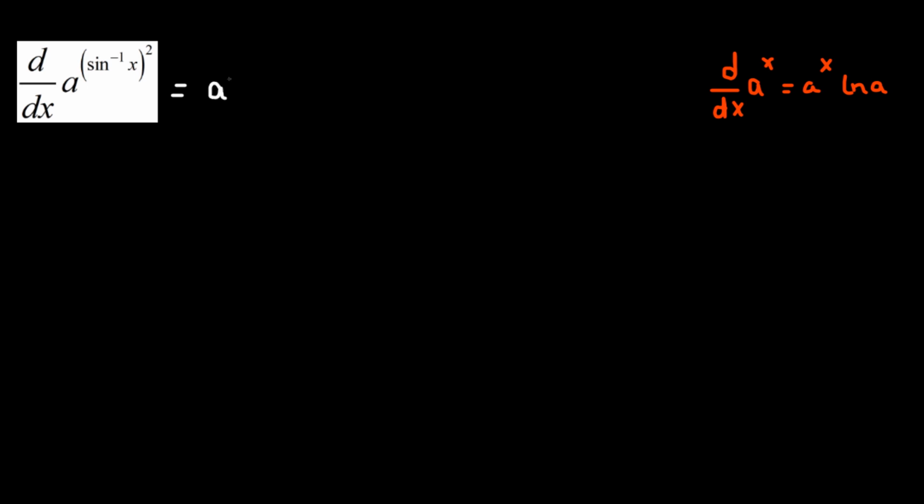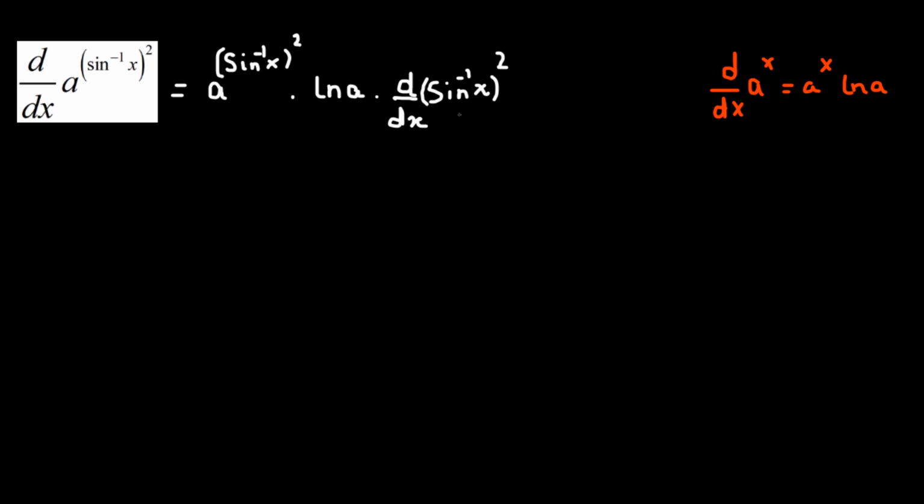So this is going to give us a raised to the power (sine inverse of x) whole squared. So what we have done, we have assumed that (sine inverse of x) whole squared is equivalent to x. So that will be times natural log of a multiplied, since it's not, so we have to multiply it to the derivative of (sine inverse of x) whole squared.